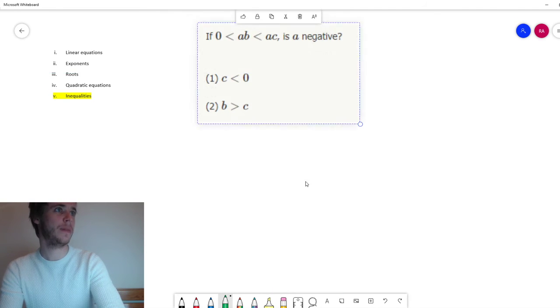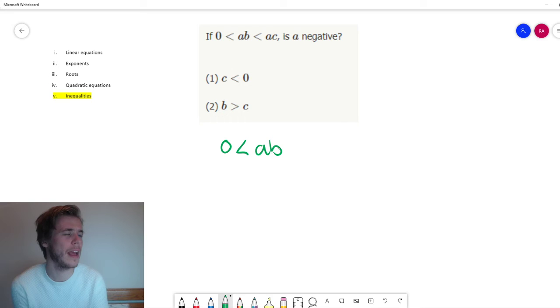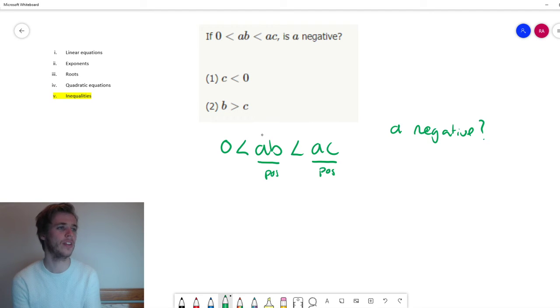Data sufficiency question, and we get the info: if 0 is smaller than AB and AB is smaller than AC, is A negative? Can we answer that question? We know this part is positive and this is positive, right? Because otherwise it cannot be bigger than 0. So both are positive.